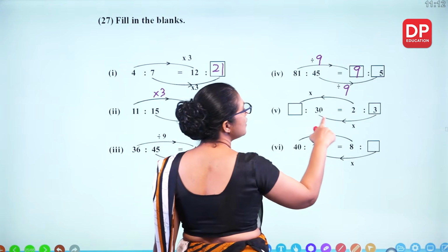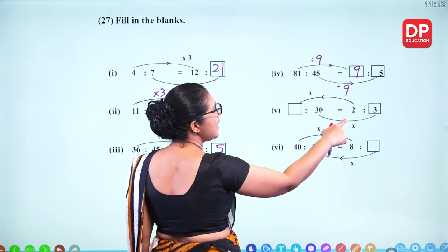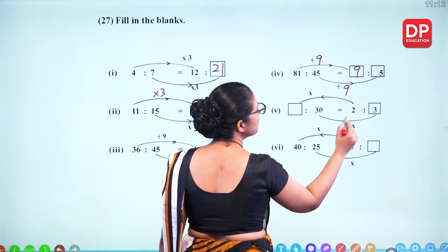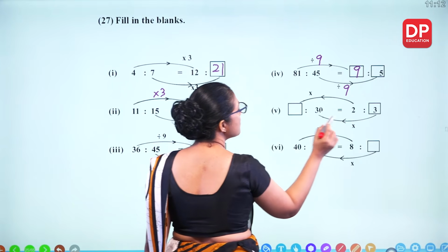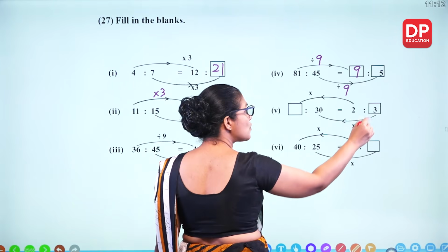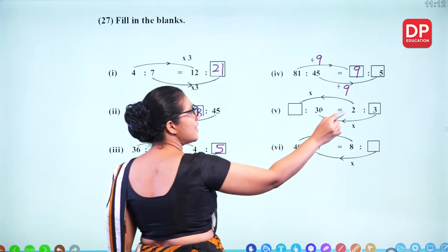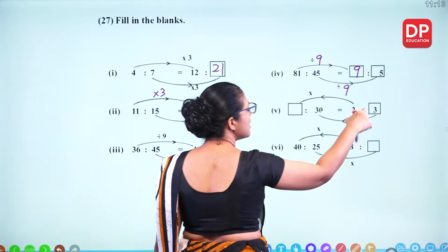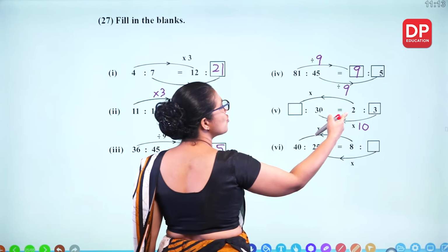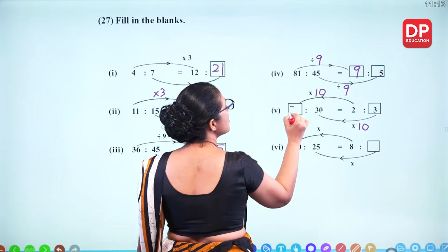Here 30 to 3, divide by 10. So here this is divide by 10. This way, we need this way. 3 times 10, you get 30. So 2 times 10, 20.